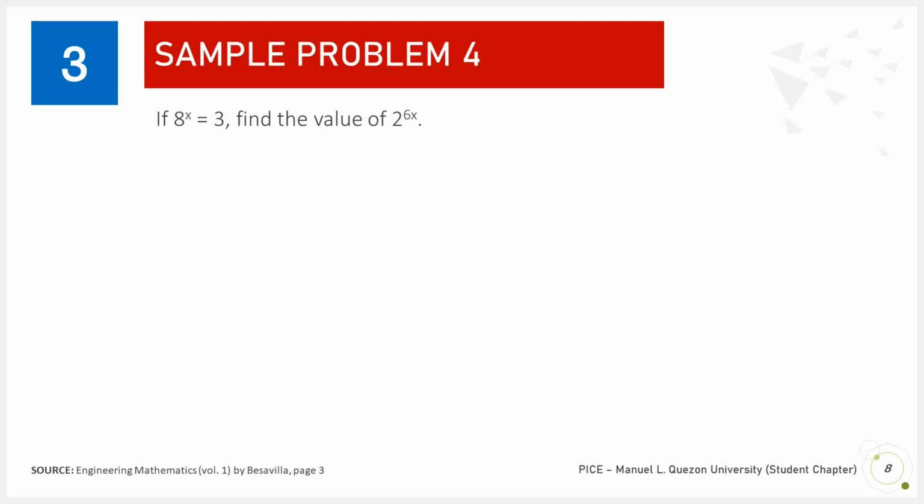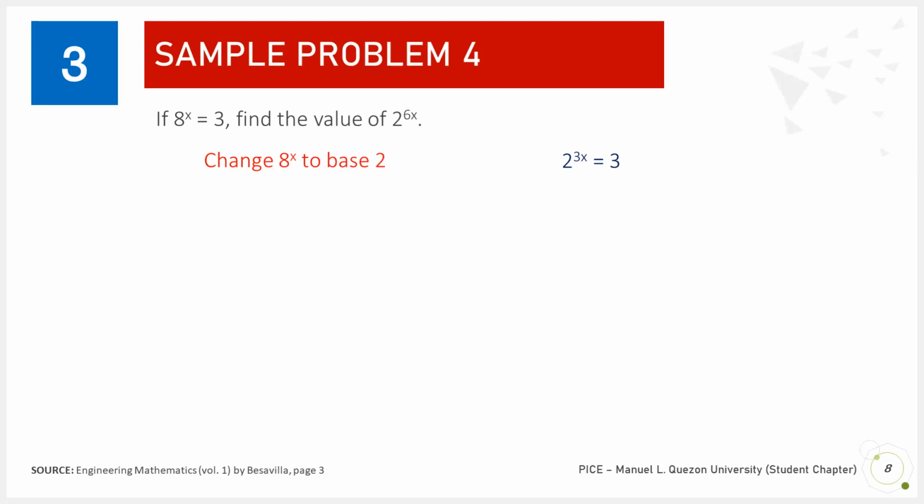So kanina, na-encounter natin si 8 is actually 2 raised to 3. So if 8 is 2 raised to 3, so we simply change 8 raised to x to base 2. So we have 2 raised to 3x is equal to 3. So wag niyong kakalimutan kapag nag-transform kayo, kunwari si 8, ang exponent niya is x. Tapos transform natin si 8 into base 2. Kapag transform natin siya into base 2, so magkakaroon tayo ng 2 raised to 3.